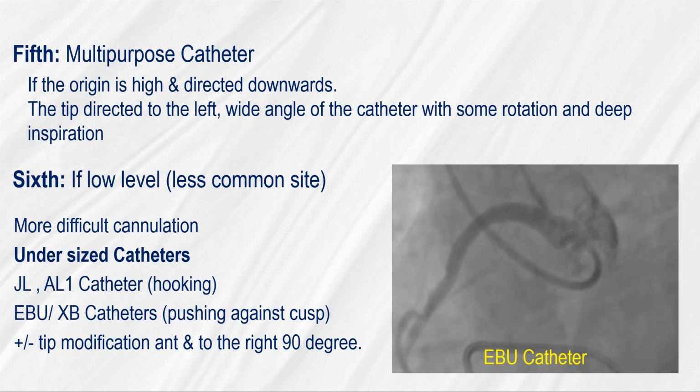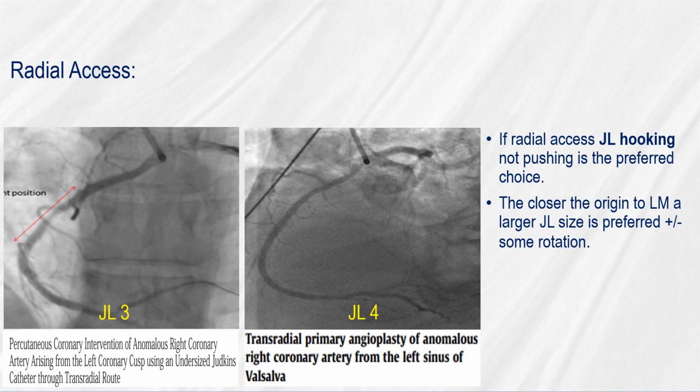If the level is low, a less common site, its cannulation is more challenging. Use undersized catheters, either Judkins left, Amplatz left 1 catheter hooking, or EBU XP catheters pushing against the cusp, plus or minus tip modification anterior and to the right 90 degrees more or less. With radial access, Judkins left hooking, not pushing, is the preferred choice. The closer the origin to the left main, the larger the Judkins left size preferred, plus or minus some rotation.